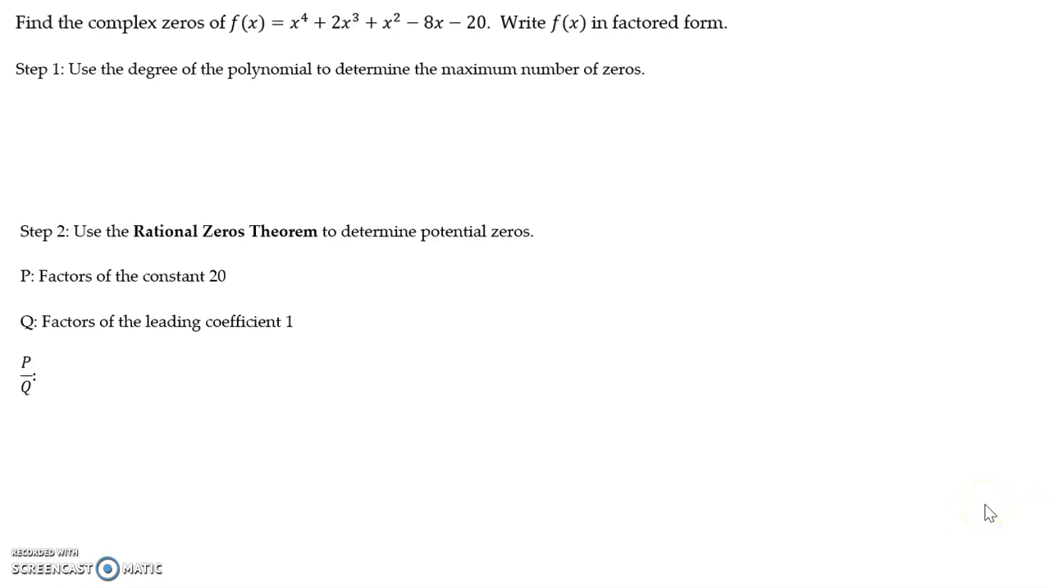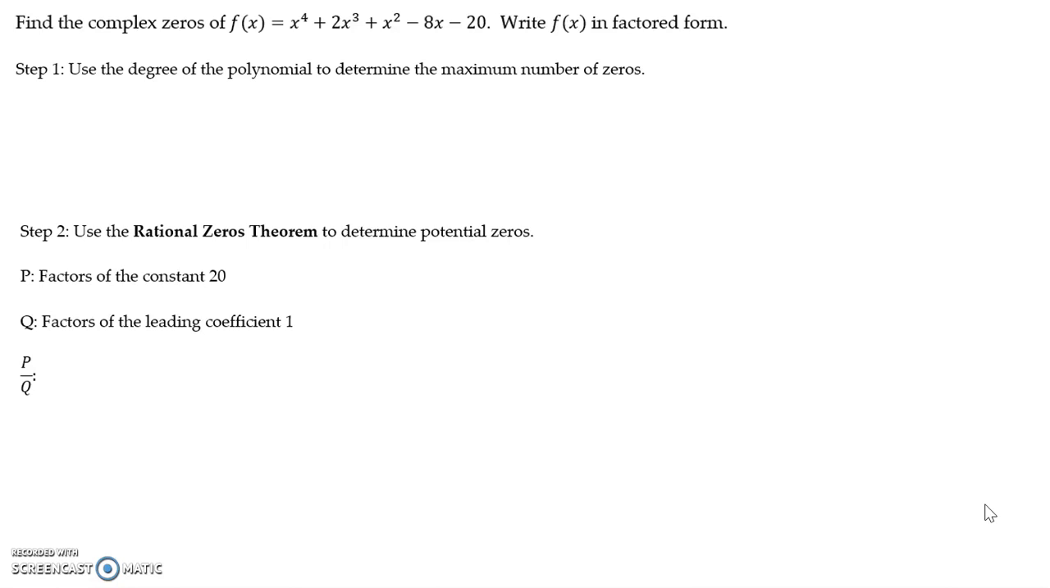In this example, we want to work with the polynomial f of x equals x to the fourth plus 2x cubed plus x squared minus 8x minus 20. And we want to go ahead and take this polynomial and write it in factored form.